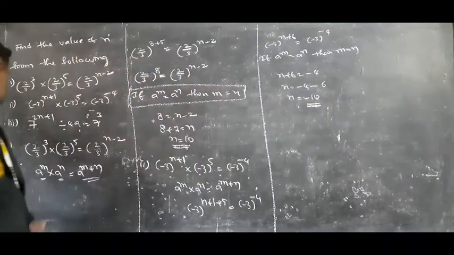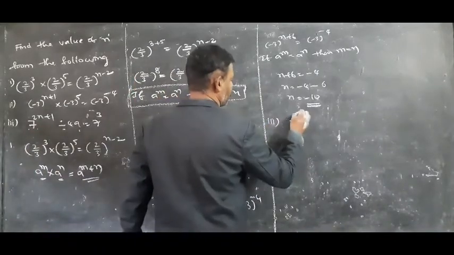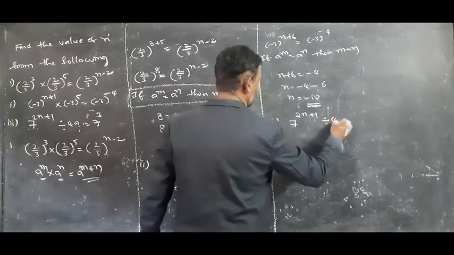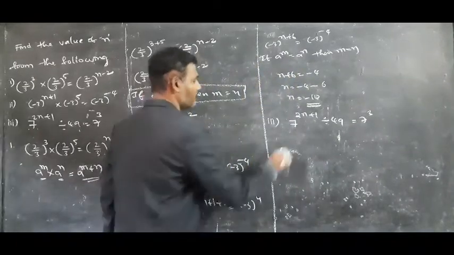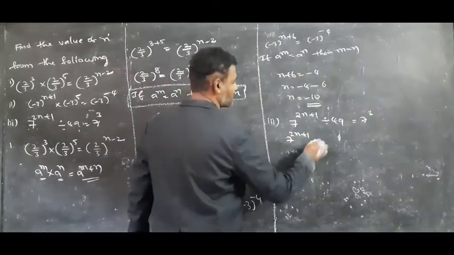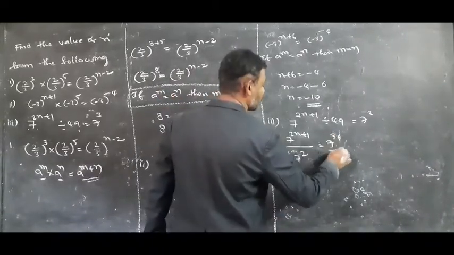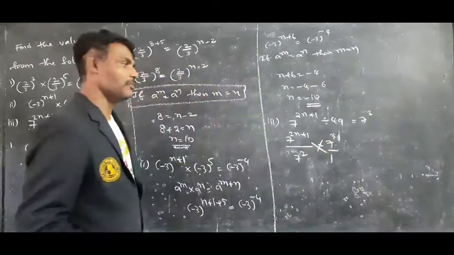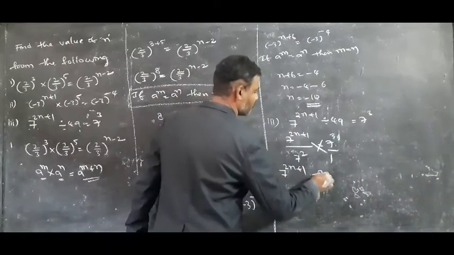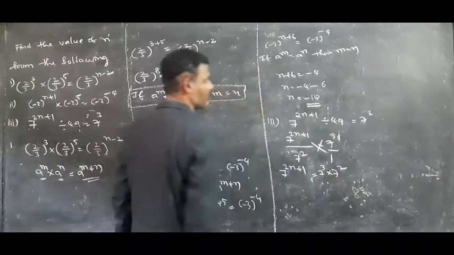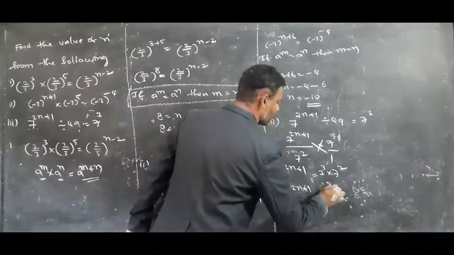Then after, what about the third question? Third question: 7 power 2n plus 1 divided by 49 is equal to 7 power 3. See here, 49 we can write as 7 power 2. So I am doing cross multiplication. By the cross multiplication we get 7 power 2n plus 1 is equal to 7 power 3 into 7 power 2. It means 7 power 2n plus 1 is equal to 7 power 3 plus 2.